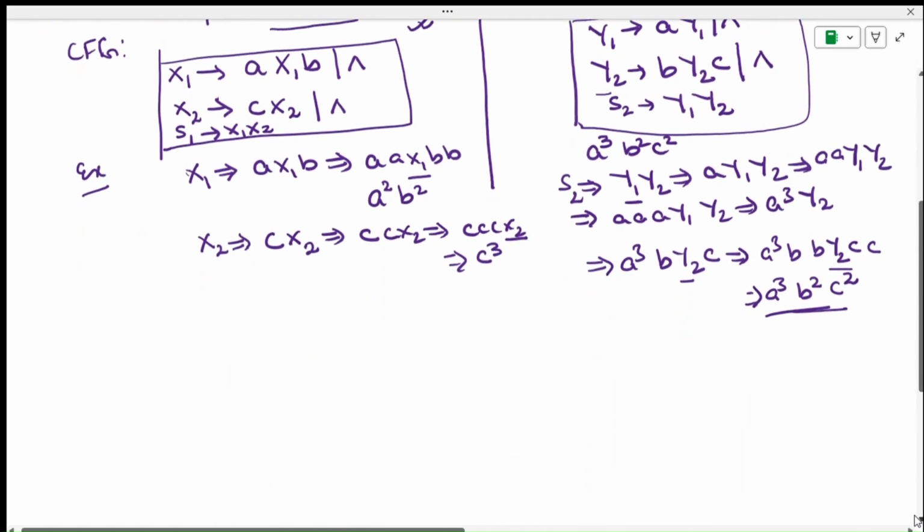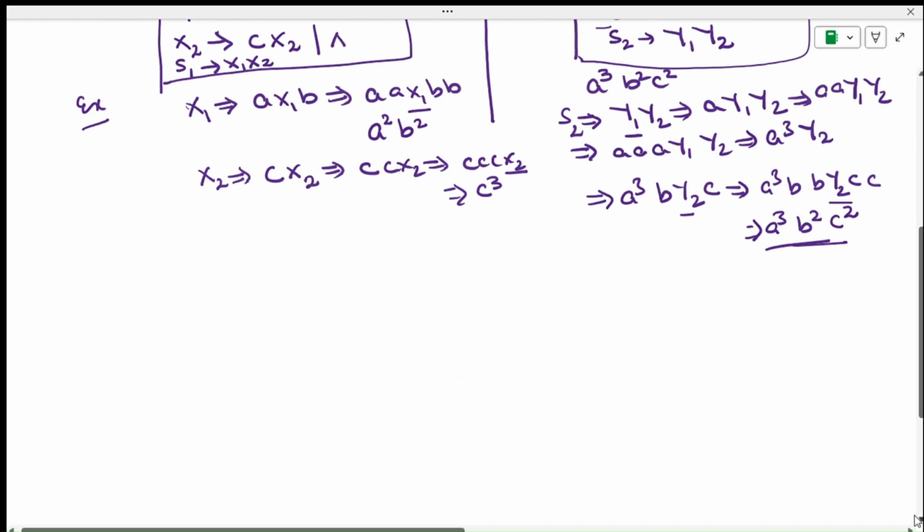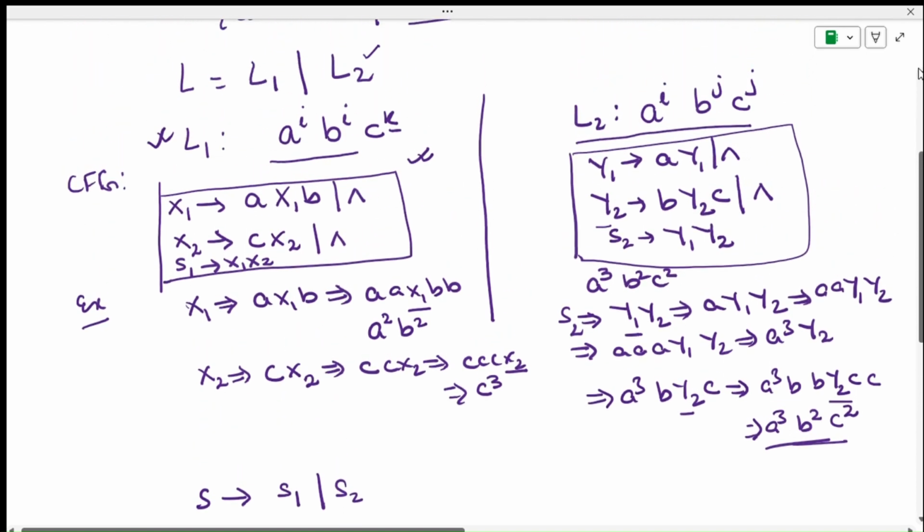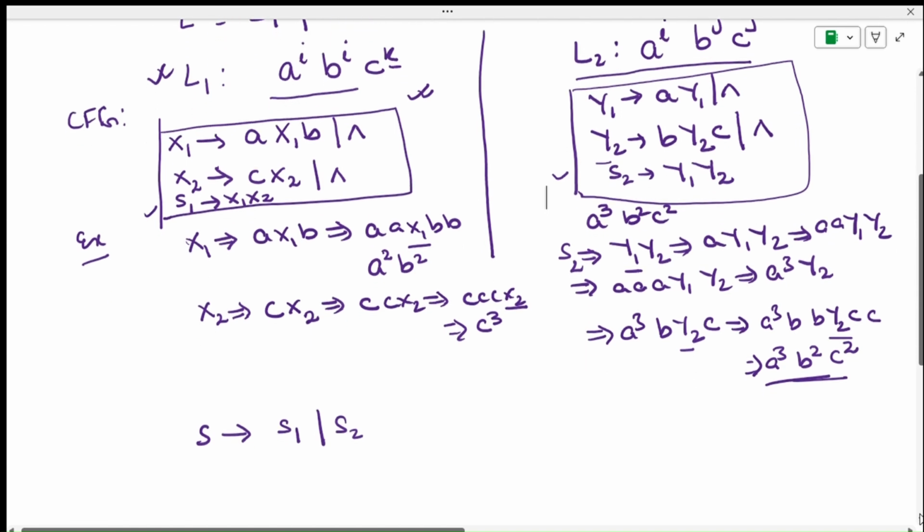We have already written the context-free grammar for L1 and L2. Just combine the two. So we will have the main grammar, that is the language S. The grammar will start with S as the start symbol, and S will be S1 or S2. What is S1? S1 is the start symbol of L1 and S2 is the start symbol of language L2, and we know the main language L is nothing else but either L1 or L2. So the grammar is S, either S1 or S2.